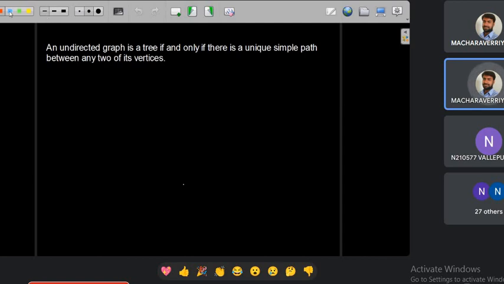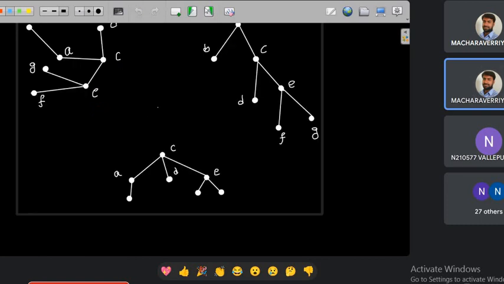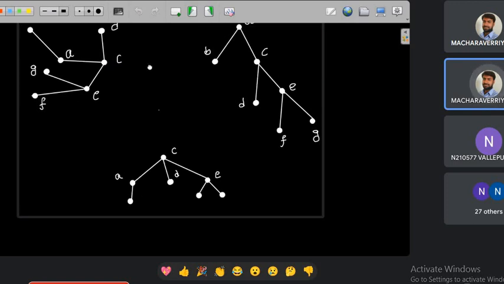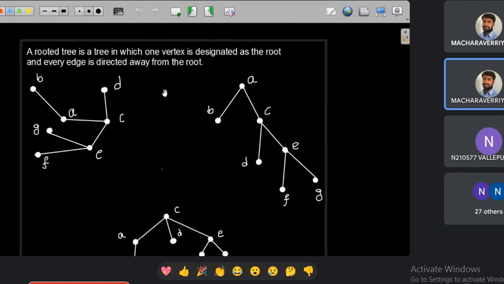Right? So you take any two vertices of the tree, we can find a unique simple path. Suppose you find more than one simple path between two points, then that cannot be a tree. Okay, that graph cannot be a tree. All right. Now let us see what a rooted tree is.